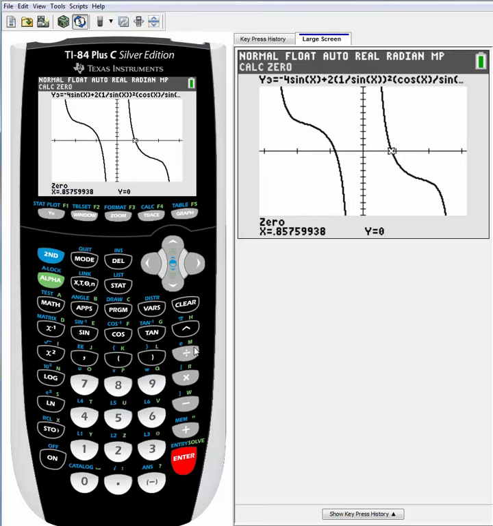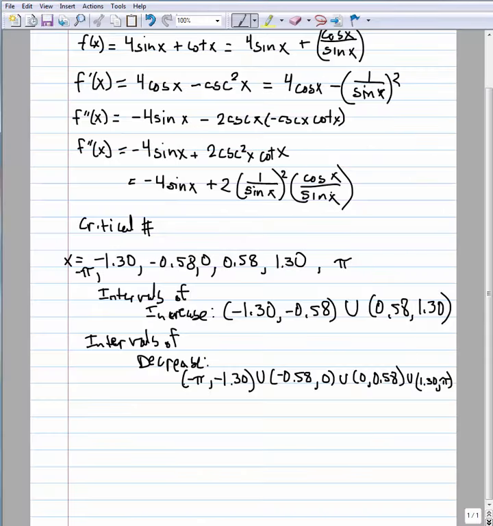To find the actual points of inflection, we take those and substitute them into the original equation. So we want to find f of negative 0.86. Now this is the original function. And then we want to find f of 0.86.